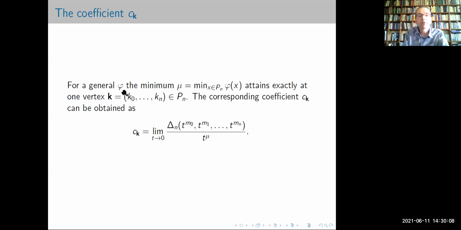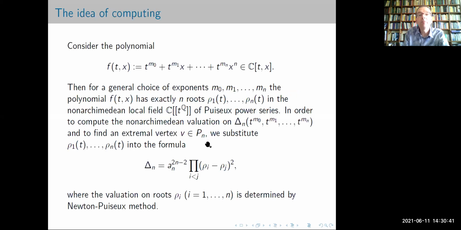So, as I said, for a general choice of phi, the minimum of this linear function will be attained exactly on one vertex. And this vertex defines a monomial, and in order to find the coefficient, I just have to substitute into the discriminant, divide, and take a limit.